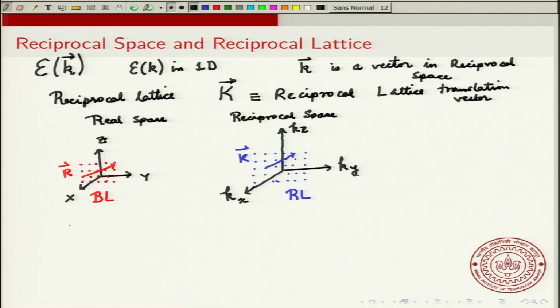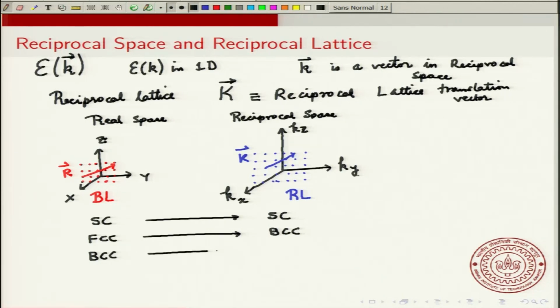Now, if your Bravais lattice is simple cubic, then the reciprocal lattice is also simple cubic. If your Bravais lattice is FCC, then the reciprocal lattice is BCC. If the Bravais lattice is BCC, then the reciprocal lattice is FCC. But whatever it is, the reciprocal lattice is some lattice.